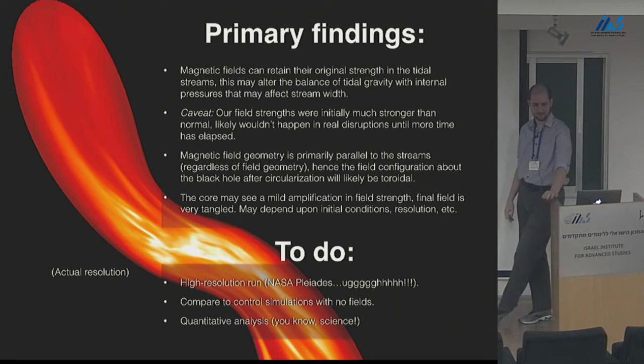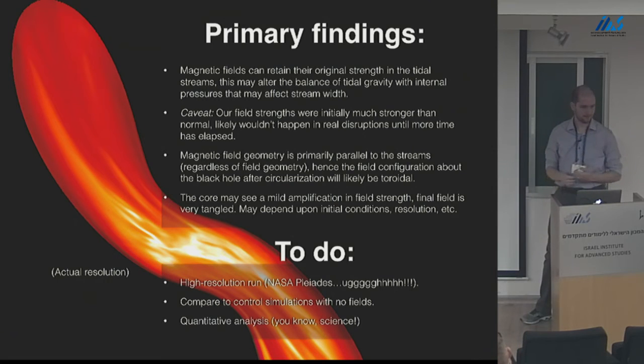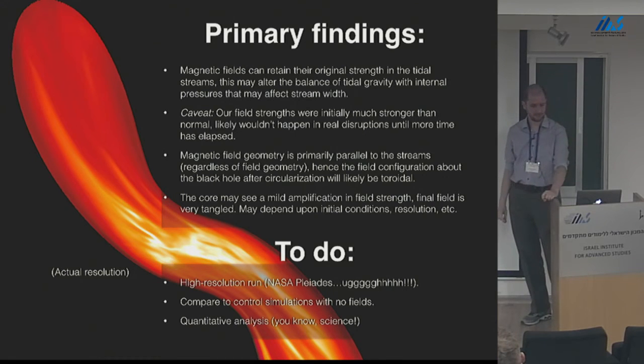So the primary findings are that the magnetic fields basically maintain their original strength in the tidal debris. Eventually, the magnetic energy density can become comparable to the internal energy, which means that it actually could affect the width and the dynamics of the stream. We start out with a much stronger field than normal, so you have to keep in the back of your head that these kinds of things might happen at later times in real disruptions. We assumed magnetic geometries sort of arbitrarily and found pretty similar results independent of those geometries that we assumed.